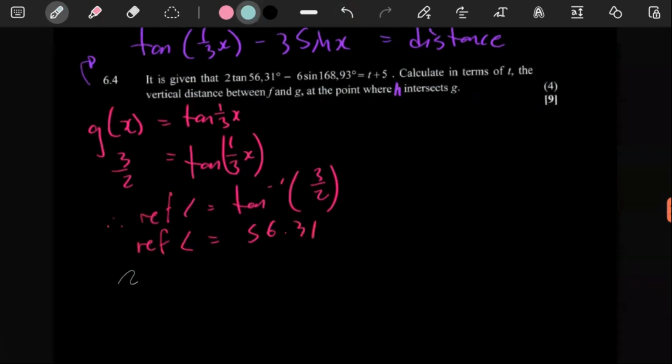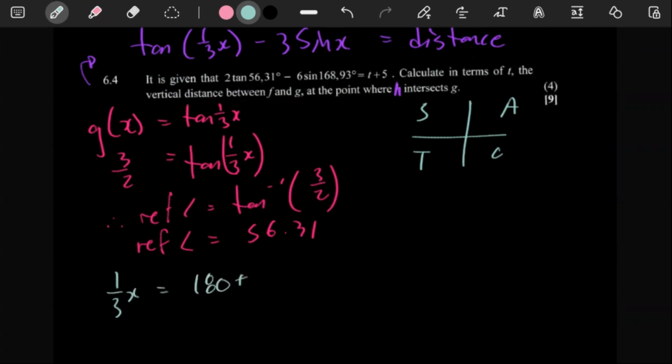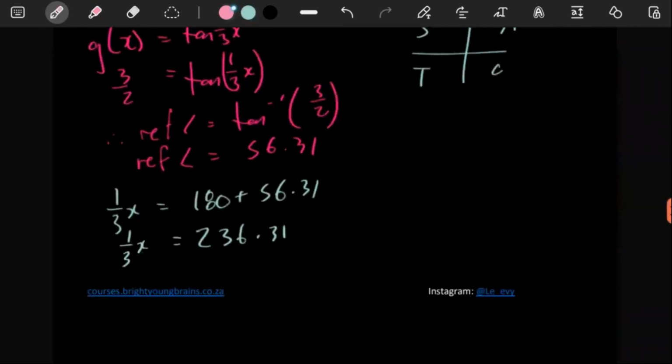But then you're dealing with the positive numbers. So, CAST diagram. So 180 plus. So it's going to be a third x is equal to 180 degrees plus your reference angle. So it's like what now? So this is like 236.31. Yo, nah, this is kind of getting scary, bro.